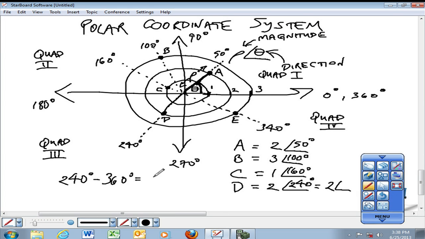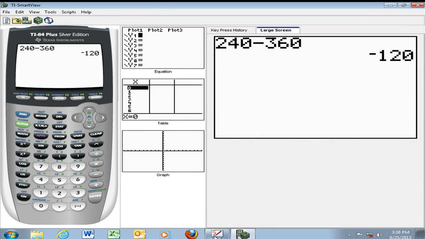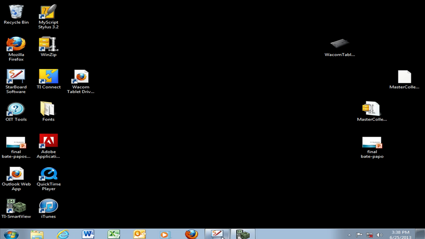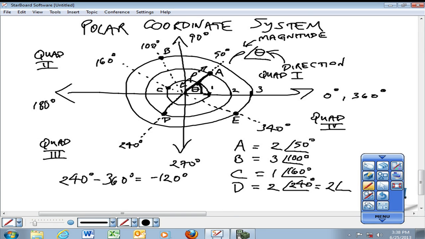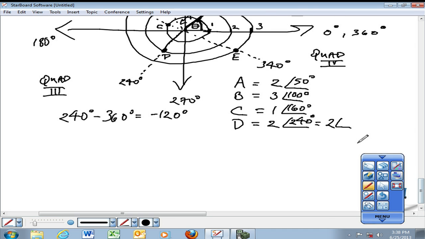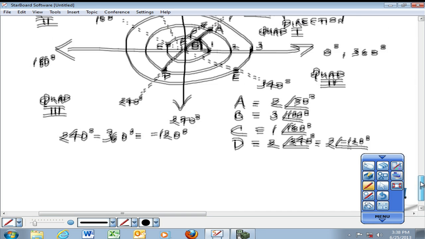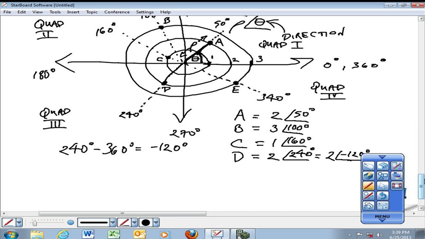So minus 120 degrees. So we can actually write that. We could totally put negative 120. It's the same thing. Now the magnitude, though, is positive. It's the length, that's all that is. But the direction could be positive 240, or it could be negative 120. It doesn't matter if you give your answer in positive or negative.